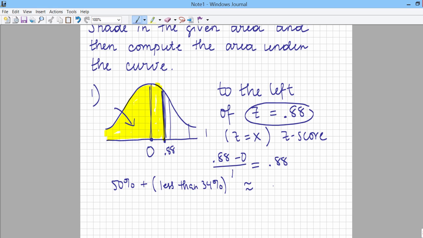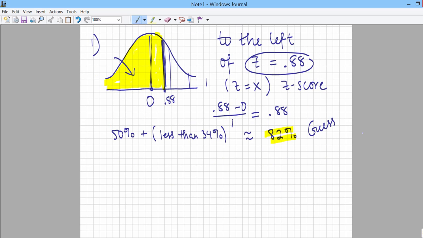So we can estimate it and say, how much should we get? We should get something around 80%, anywhere between 80 and 82. So let's make a guess. Let's say 82%. That's our guess, an educated guess. It is based on something, and it's based on the empirical rule. Now your calculator will be able to compute that exactly.